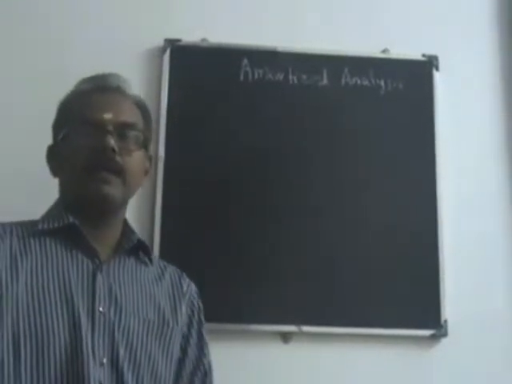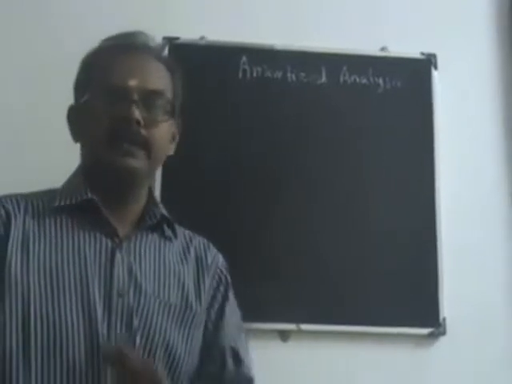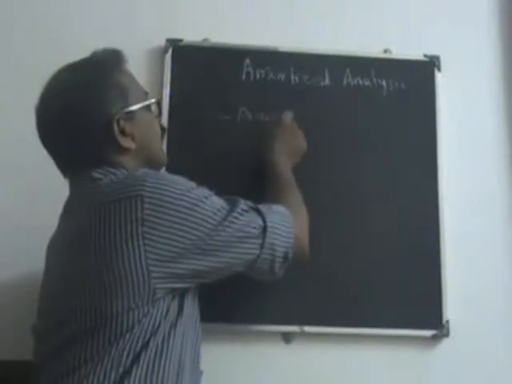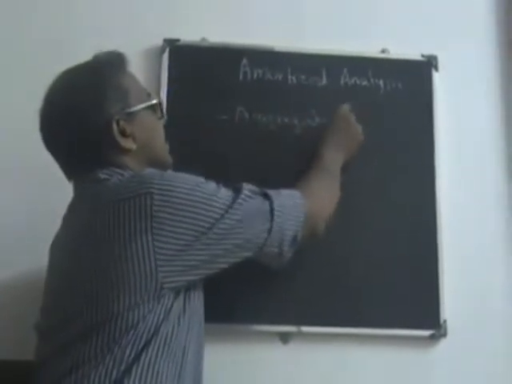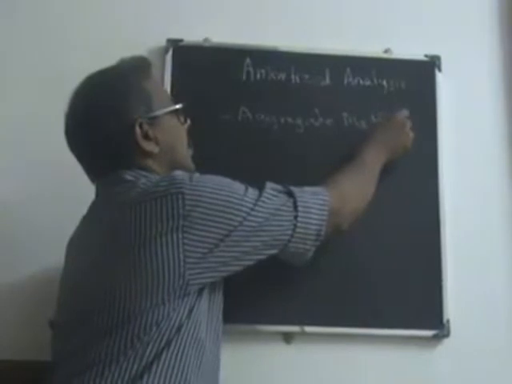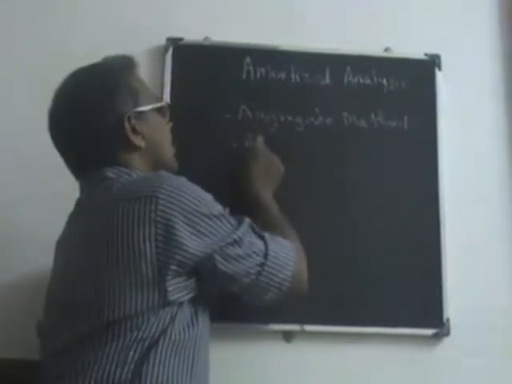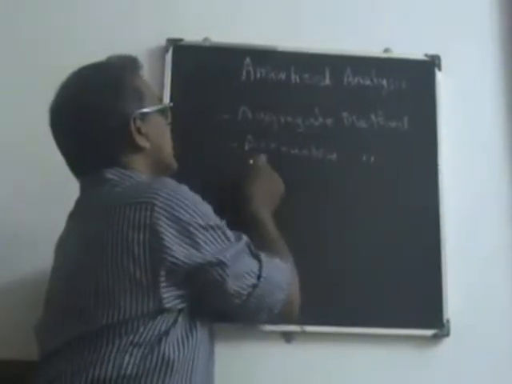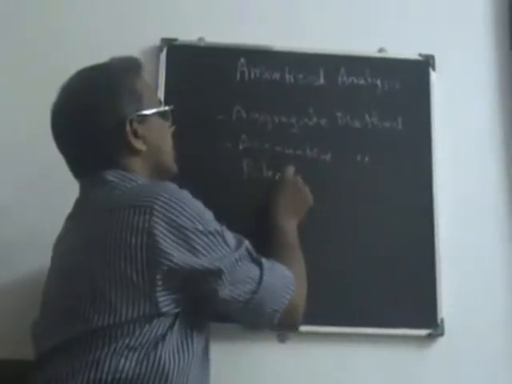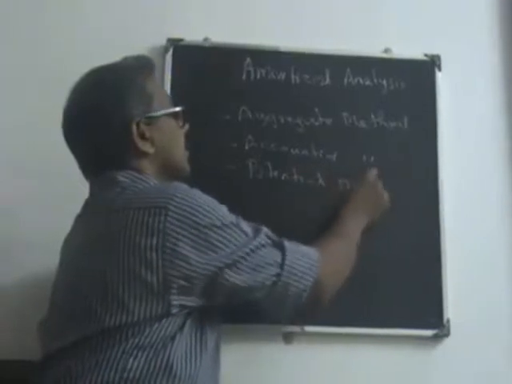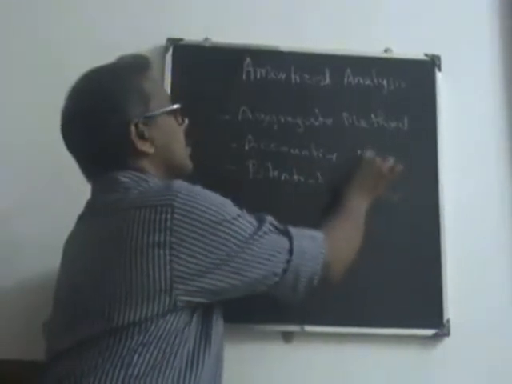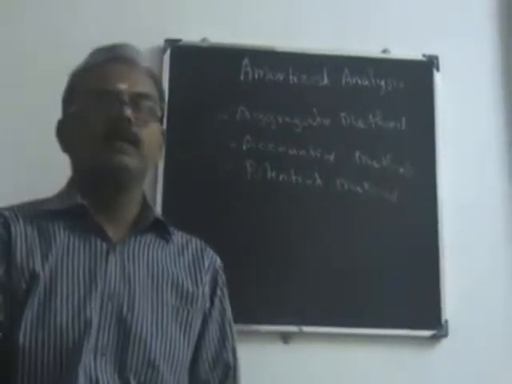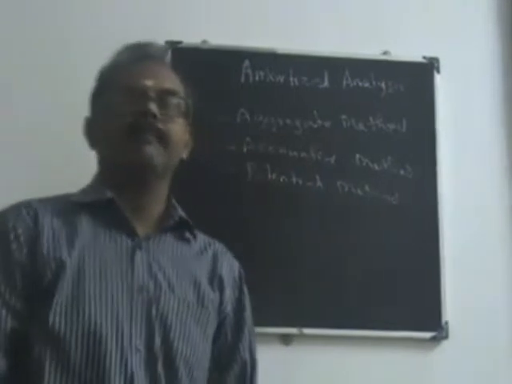And this can be carried out in three different ways. One is called the aggregate method. The other is called the accounting method. And the third one is called the potential method. First, let me explain what we consider in each case.